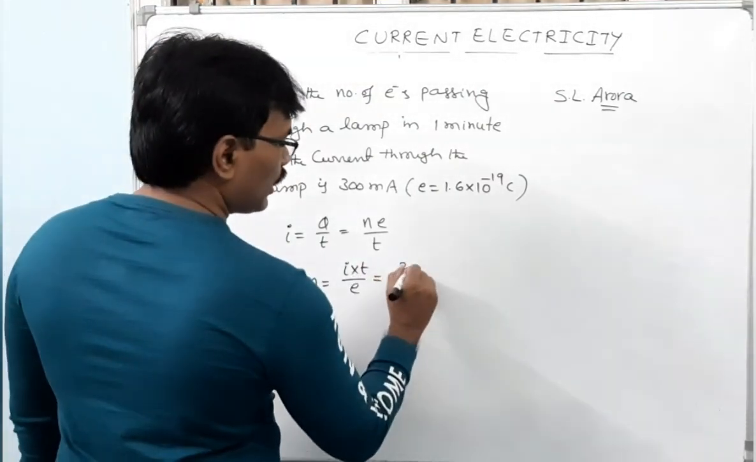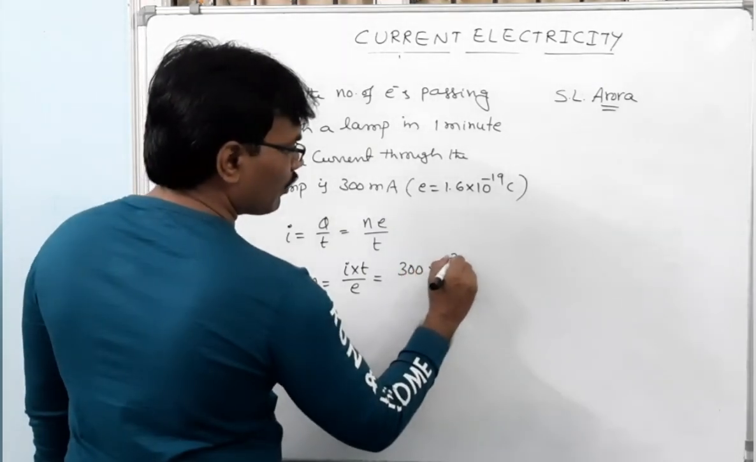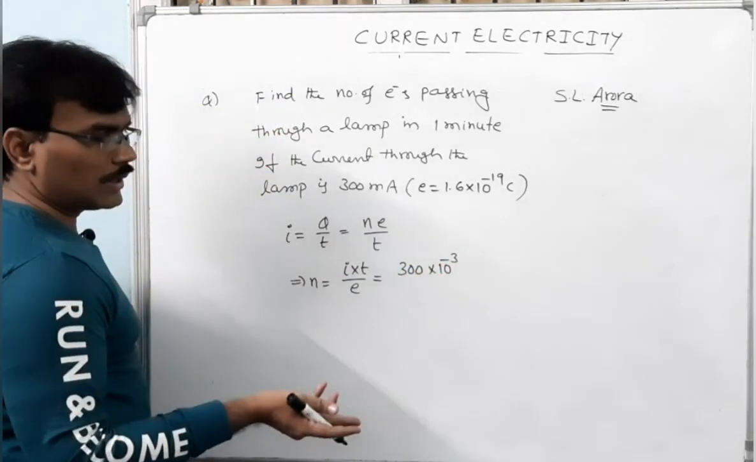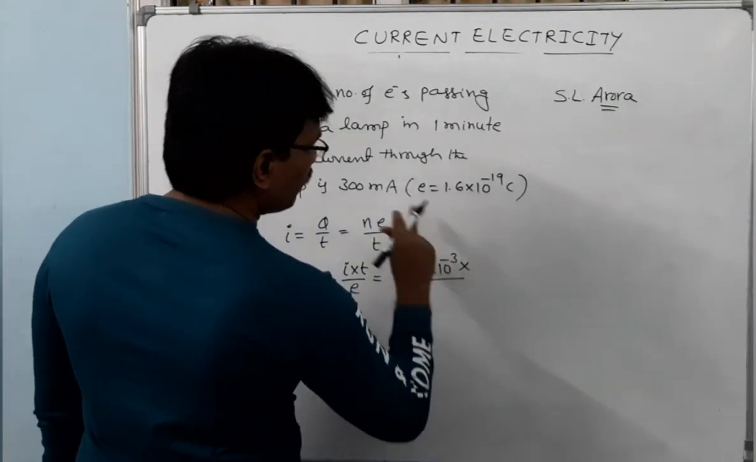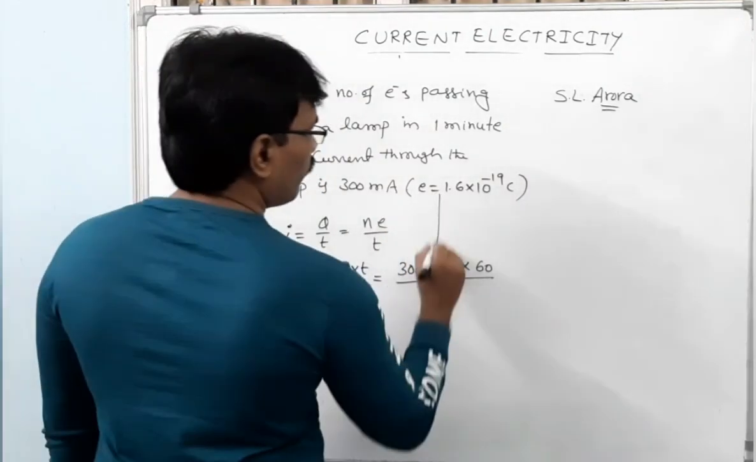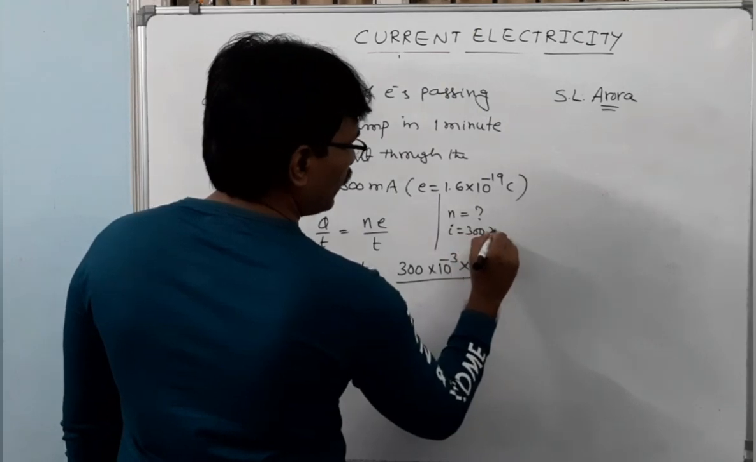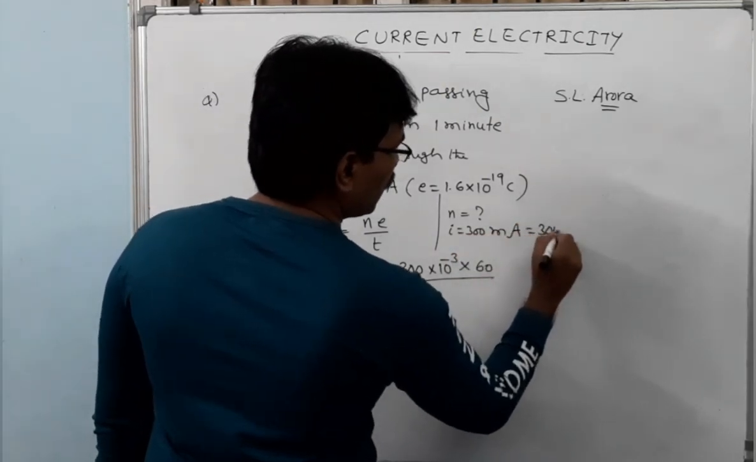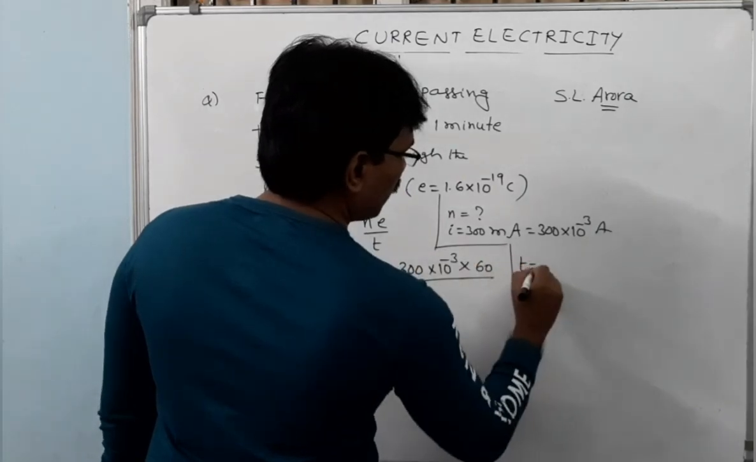So current equals how much? 300 milliamperes. Just now I have given that 1 milliampere is equal to 10 power minus 3 amperes. Substitute all values in the SI system, right? So 300 into 10 power minus 3, and time is how much? 1 minute, and 1 minute equals 60 seconds. First of all write down the values, then we should find the N value. So current is equal to 300 milliamperes, which means 300 into 10 power minus 3 amperes, and given that time equals 1 minute.